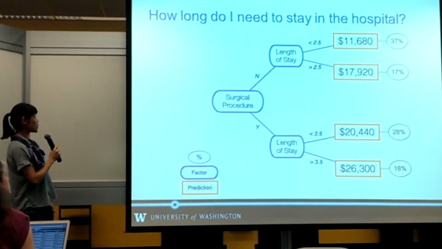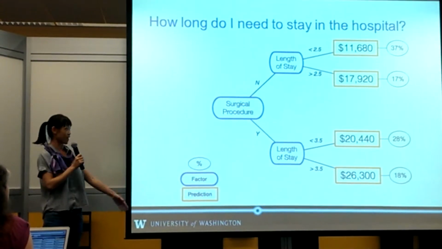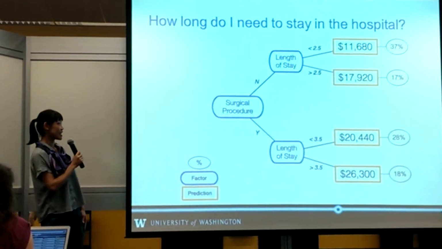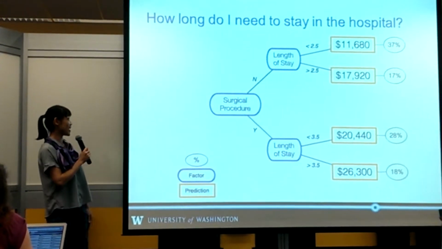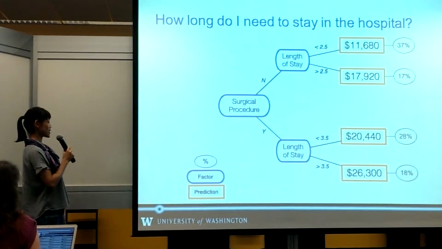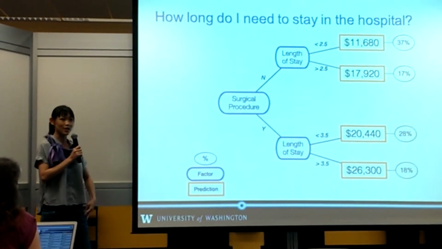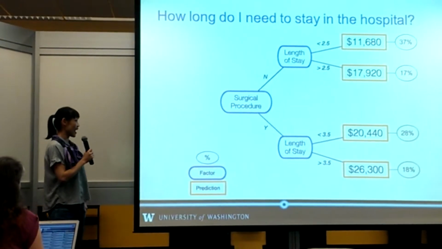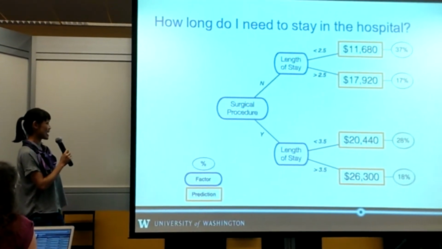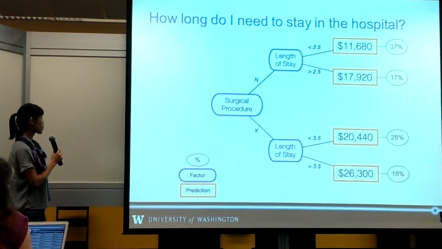And I also want to know how long I stay in the hospital, and how that affects me. So if I don't use surgical birth, and if I stay less than 2.5 days, my hospital price will be 11,000. However, if I use a surgical birth, and if I can manage to stay in the hospital less than 3 days, I'm still looking into $20,000. That's what I'm looking into.